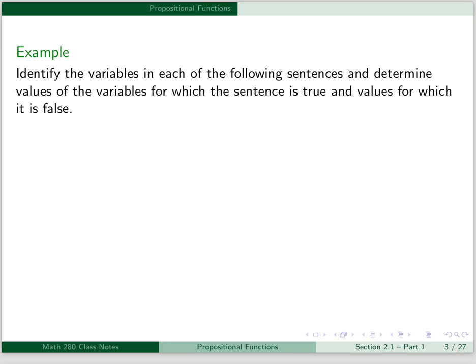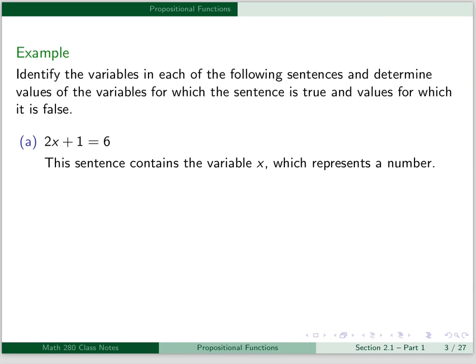We'll start by looking at an example of some propositional functions. In this example, we want to identify the variables in each of the following sentences and determine values of the variables for which the sentence is true and values for which it is false. First, look at the linear equation 2x plus 1 equals 6. This sentence contains the variable x, which represents a number.